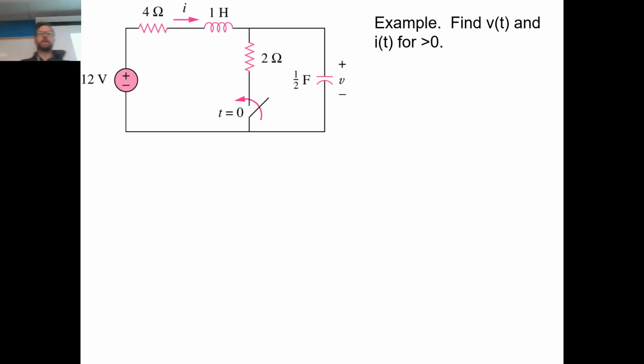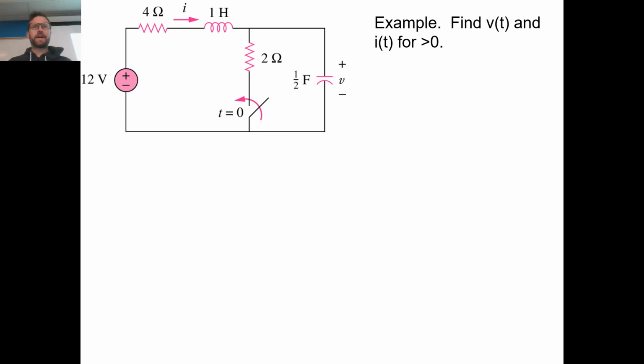All right, so let's take a look at an example problem. Here we have a circuit that's got a 12-volt source in it. It's got a couple of resistors, an inductor and a capacitor, and the resistive, inductive, capacitive network is wired in such a way that after the switch closes at t equals 0, it's neither a series RLC circuit nor a parallel RLC circuit. It's some other arbitrary configuration.